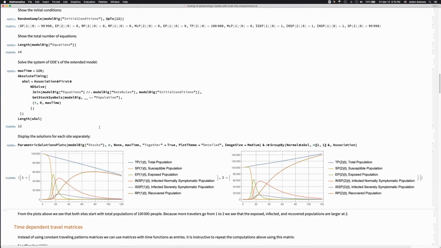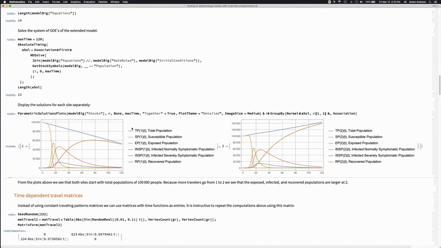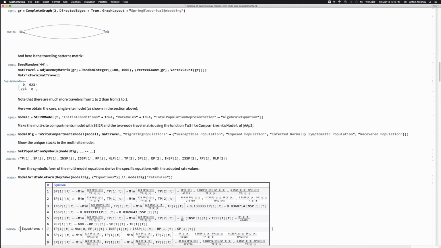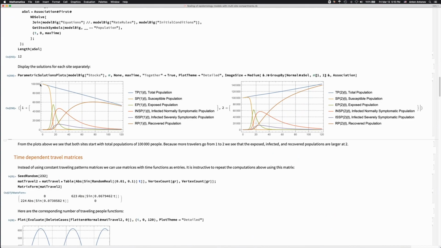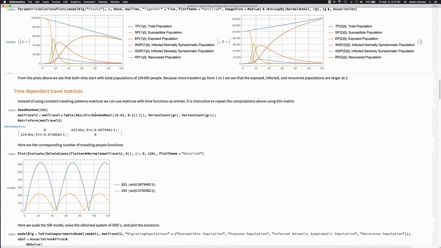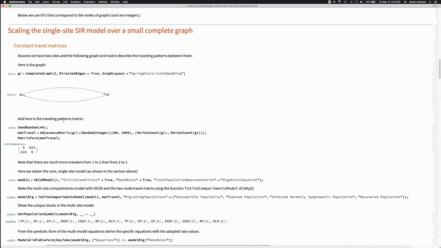Is this something we expect? Well, yes, it is, because as I mentioned from the beginning, I have many more people traveling from site 1 to site 2. So this linear decrease I see here of the population of site 1, they're leaving site 1, and I'm also seeing an increment of the people going to site 2. So all of this makes sense, and it adheres to the typical patterns we would see in single site models.